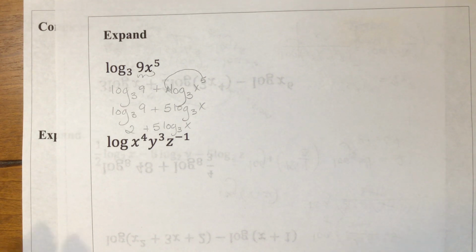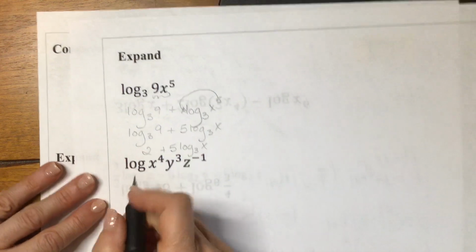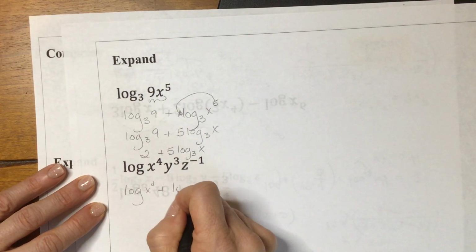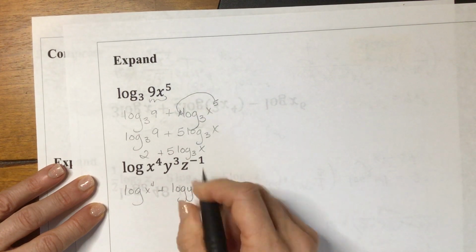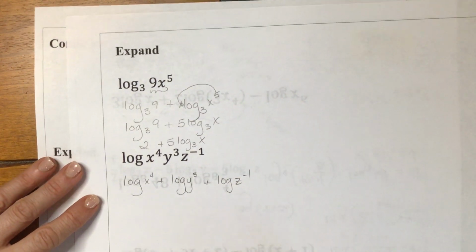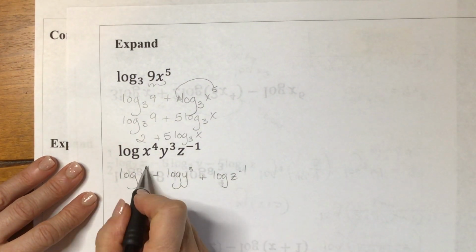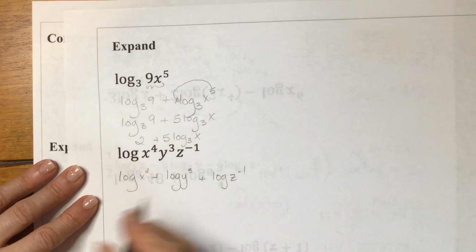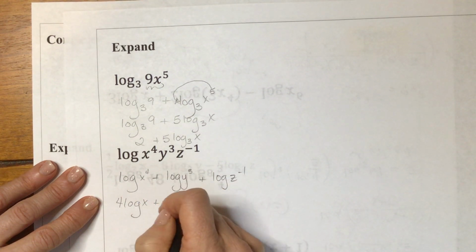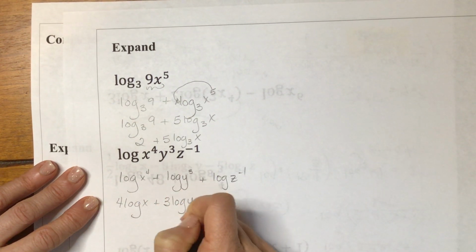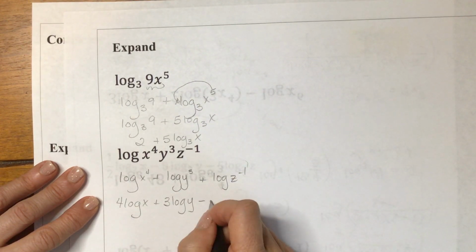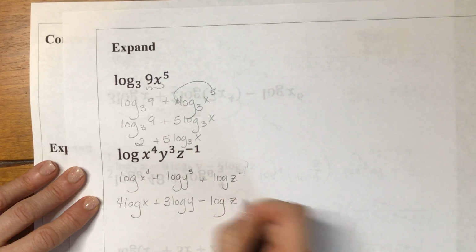All right, coming back to this, it is all multiplication. So first step is going to be log of x to the 4th plus log of y to the 3rd plus log of z to the -1. Power property says all those exponents must come out to the front. So I end up with 4 log x plus 3 log y minus, because this is a -1, log z.